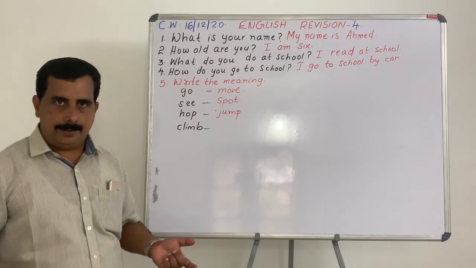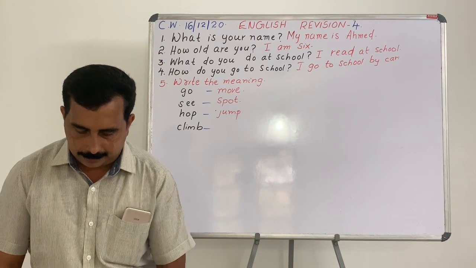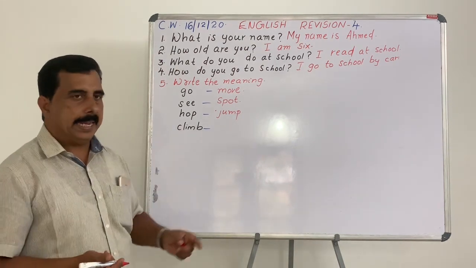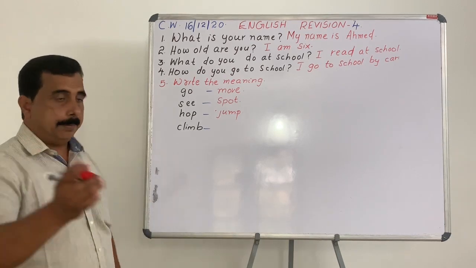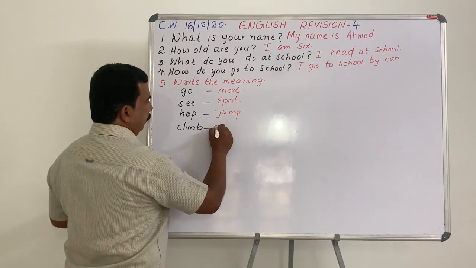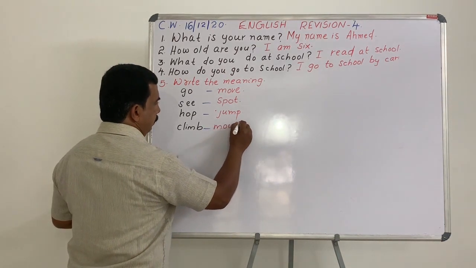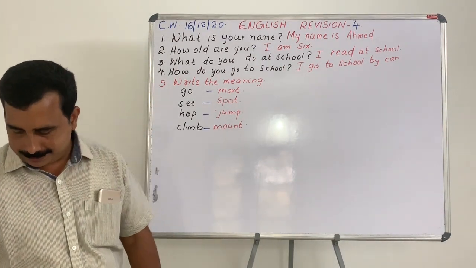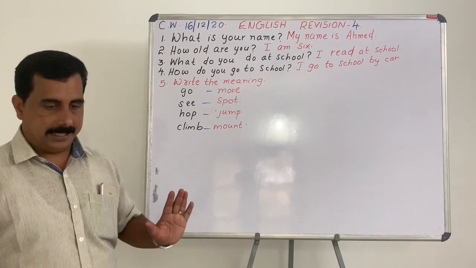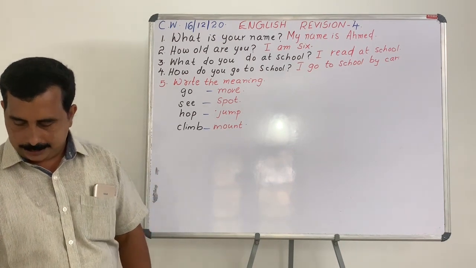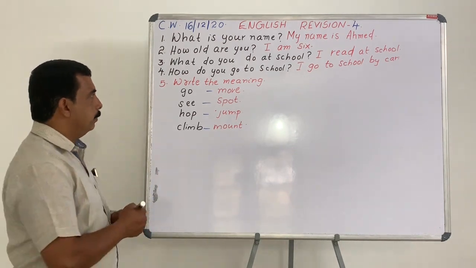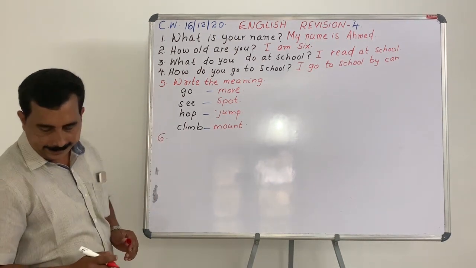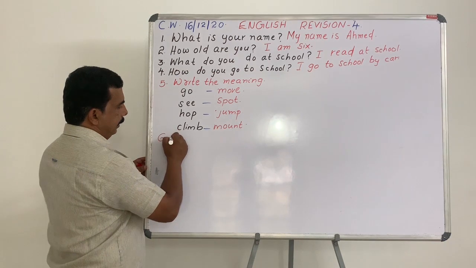And finally, there is one more word: climb. Muhammad Ali, can you tell what's the meaning of climb? I climb. I can mount. M-O-U-N-T, mount. Okay. So, correct, no? Did you complete it? I think you completed by now. Next question, very important, number 6. The heading is make sentences.